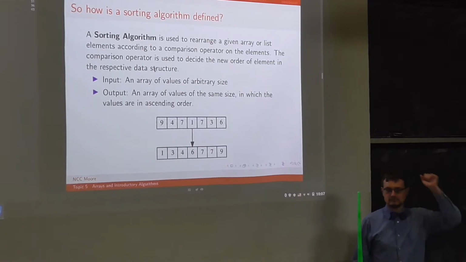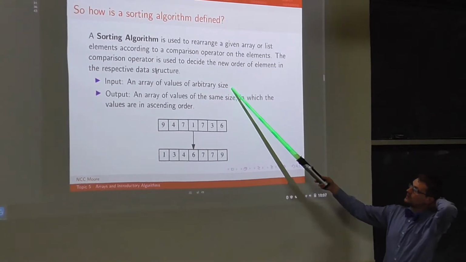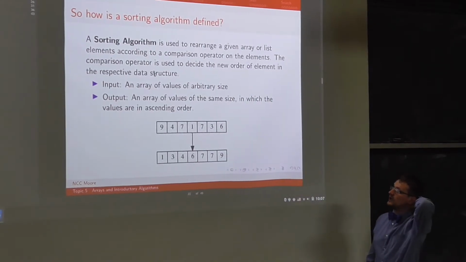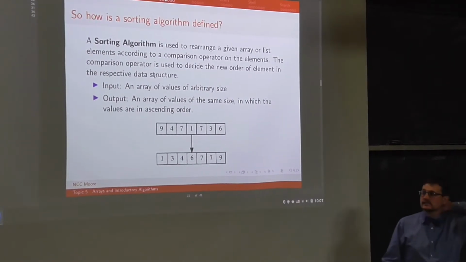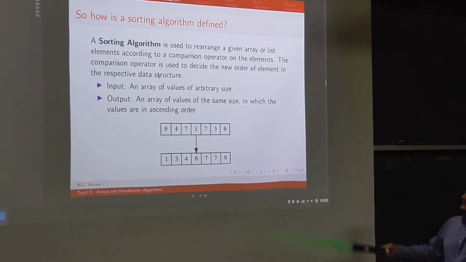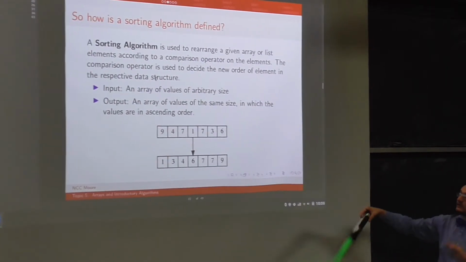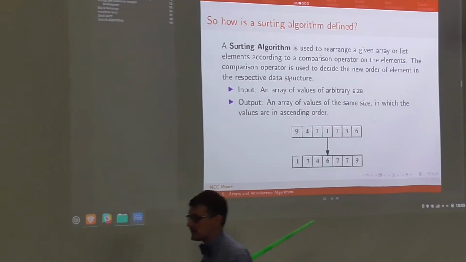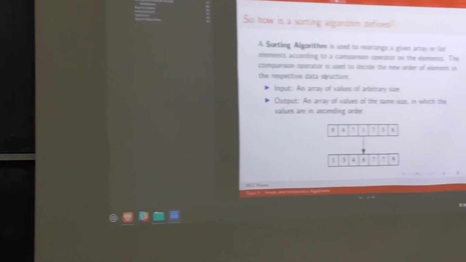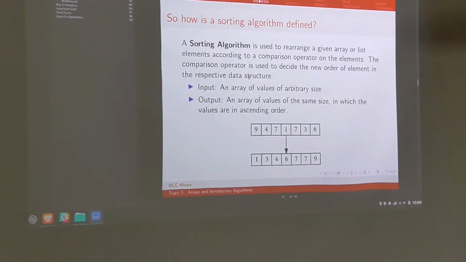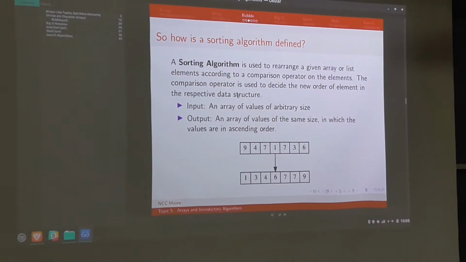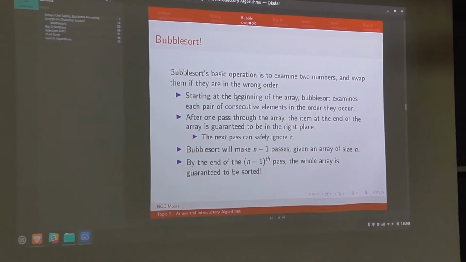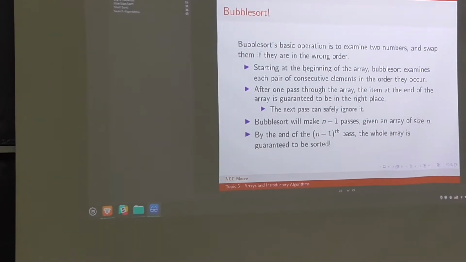Make sense? Good. So, the input to a sorting algorithm is an array of values of arbitrary size, and the output is an array of values of the same size in which the values are in ascending order. Basically, to get a descending sort, all you have to do is swap a less than for a greater than, and it's the same algorithm to a T. Make sense? So, let's talk about bubble sort.